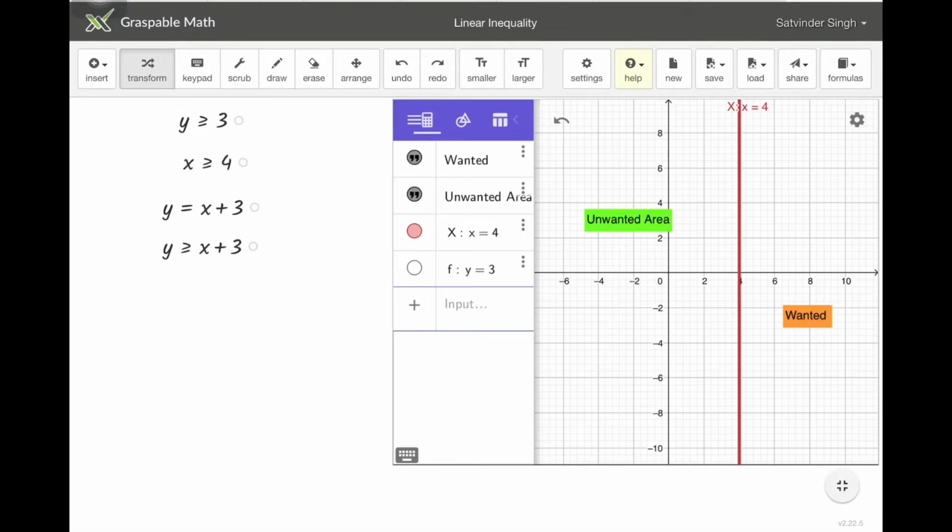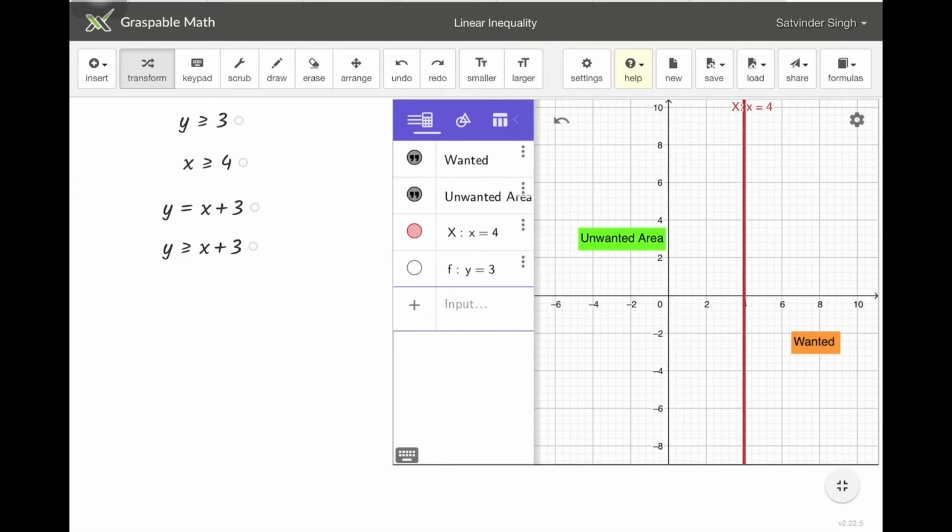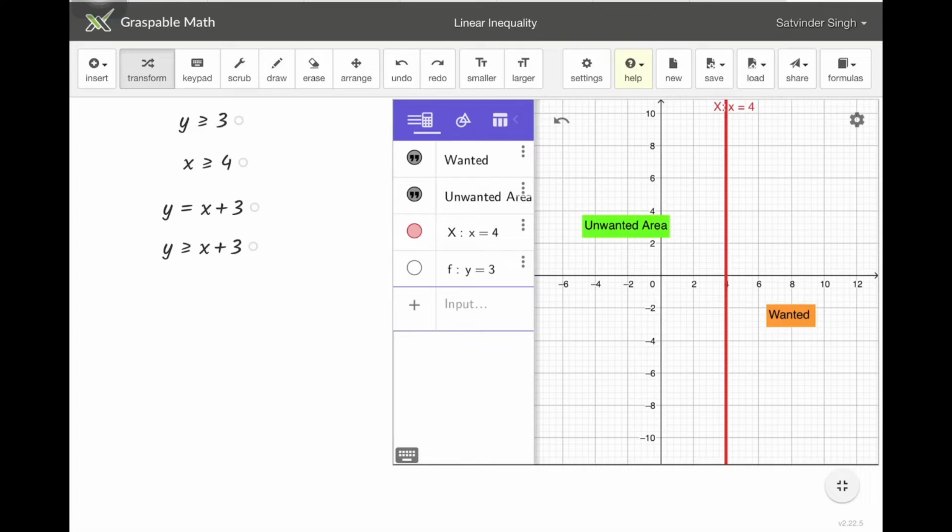As you can see, I have a line here on my graph, x equals 4, and it's a vertical line passing through 4. So you can see the graph area. I have used two words, unwanted area and wanted area. For each inequality, we will divide the coordinate plane in two parts. One would be wanted and one would be unwanted. So x equals 4 is a line and it's dividing in two parts, one on the left and one on the right.